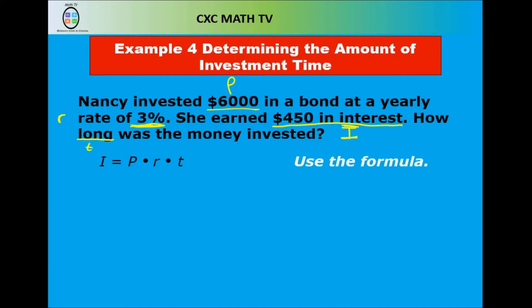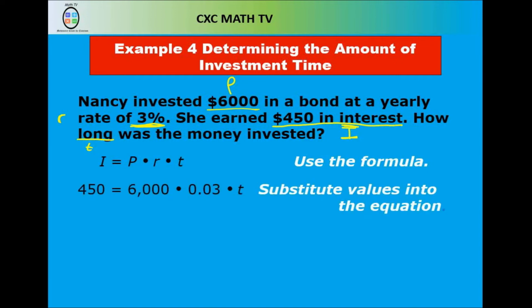Then put in what you know. The principal is 6,000. The interest is 450. The rate is 3% or 0.03, times t. So in this question now, the variable that we're trying to find is t, because we know interest this time. So not all the time they're going to ask you to find interest. Sometimes you'll have to transpose to find another variable in the equation.